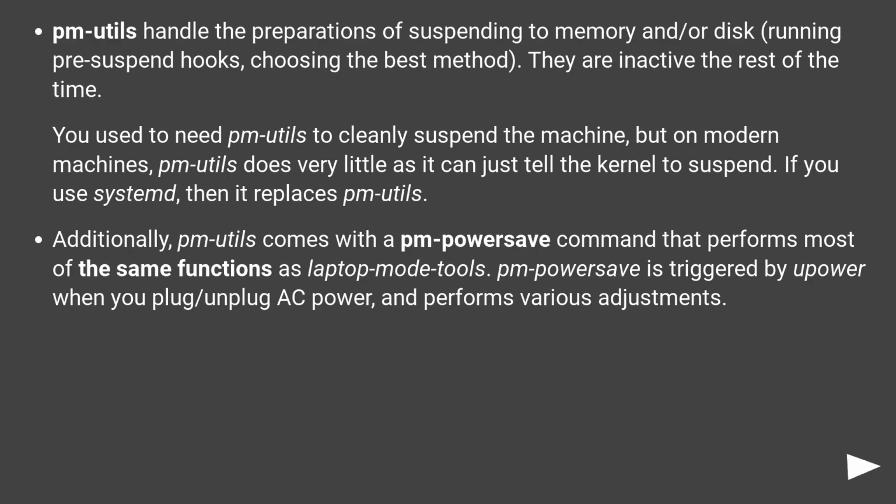pm-utils handles the preparations of suspending to memory and/or disk, running pre-suspend hooks, choosing the best method. It is inactive the rest of the time. You used to need pm-utils to cleanly suspend the machine, but on modern machines, pm-utils does very little, as it can just tell the kernel to suspend. If you use systemd, then it replaces pm-utils.